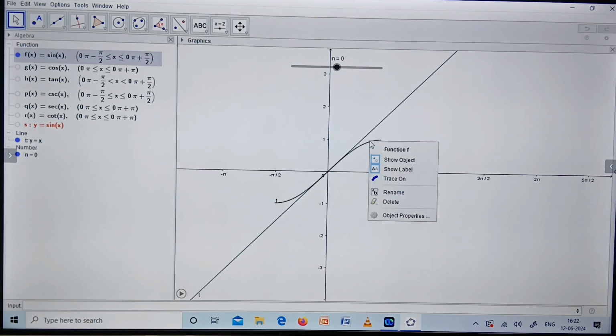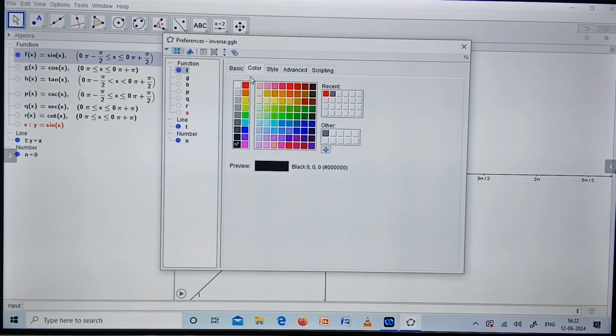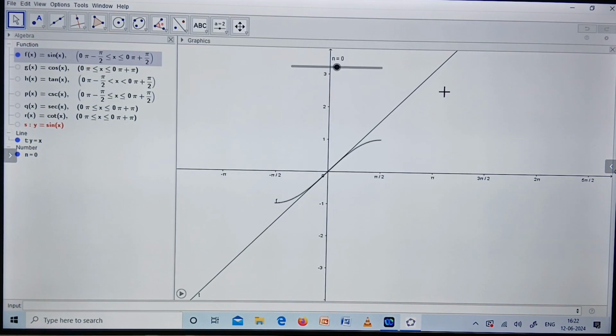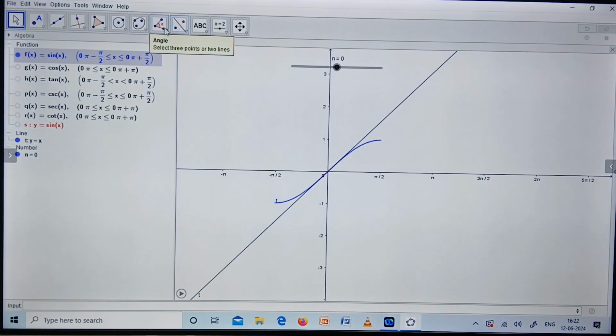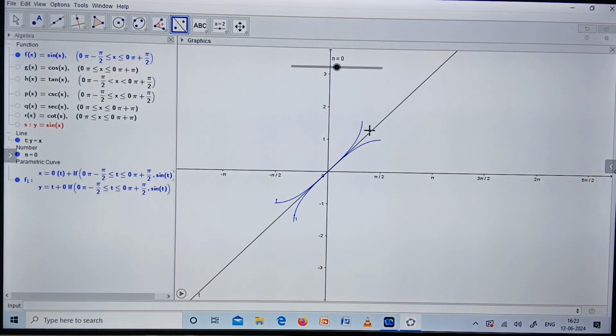Now let me change the color slightly so that you see the difference. I'll make it blue. Just a few minutes. It will take some time. Okay, it's blue. Now I'm going to reflect. I'm going to use the reflect tool. Click the curve and click the line. You get the inverse function.